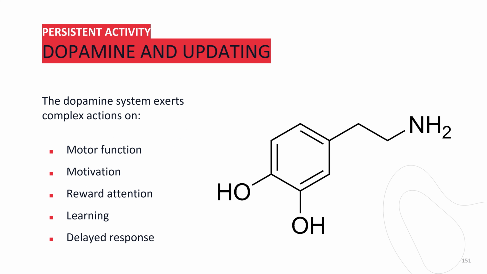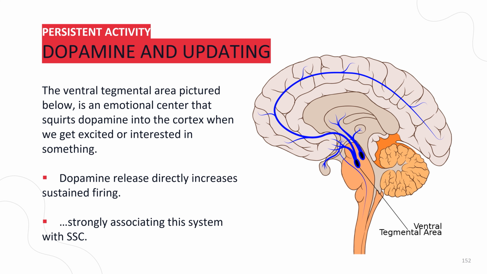Dopamine plays a role in this. As you might know, the dopamine system exerts complex actions on motor function, motivation, reward, attention, learning, and delayed response. But it also plays a huge role in sustained firing. The ventral tegmental area pictured below is an emotional center that squirts dopamine into the cortex when we get excited or interested in something. Dopamine release directly increases sustained firing, strongly associating this system with SSC.